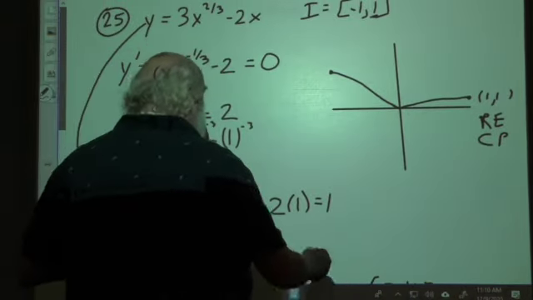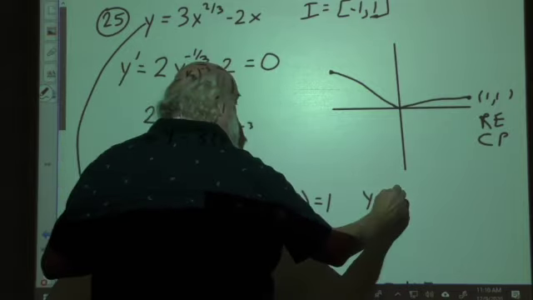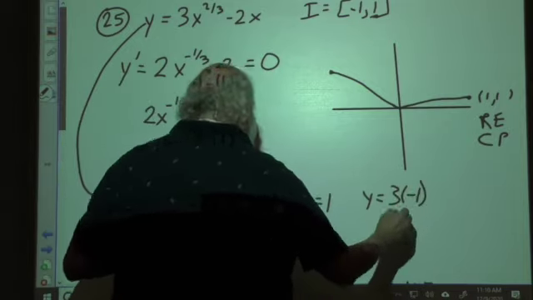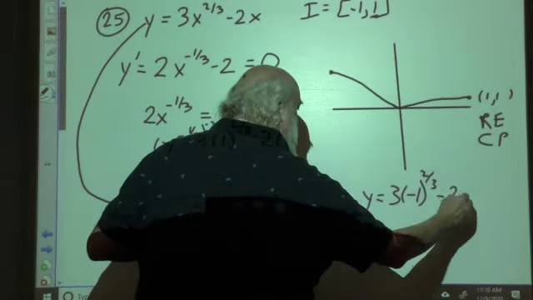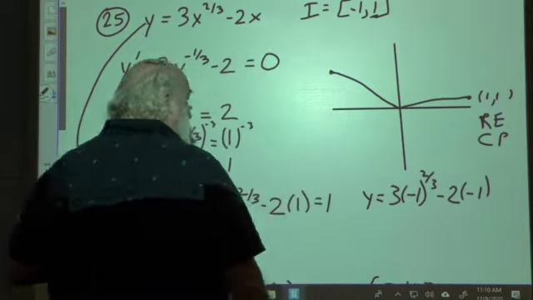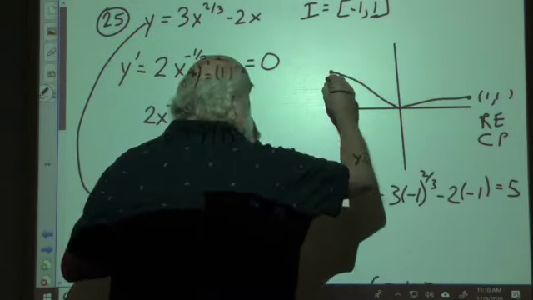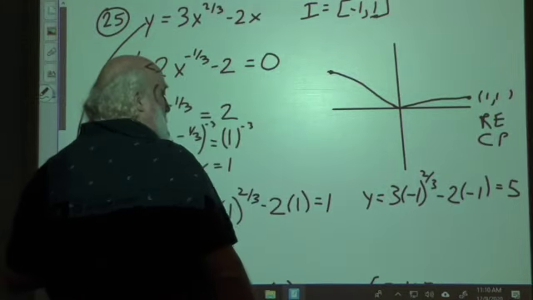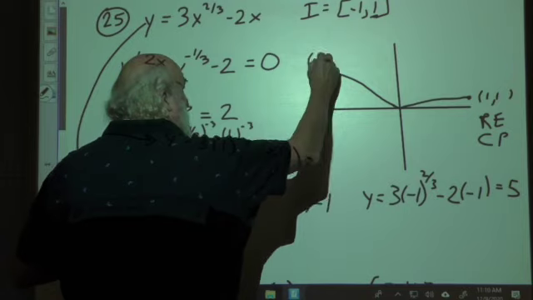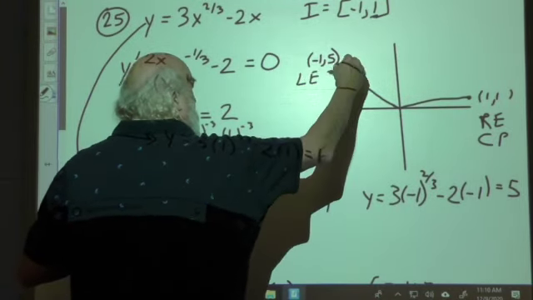Let's stop there. So y equals 3 times -1 to the 2/3 power minus 2 times -1. And when you plug that all in, you get a value of 5. So this right here is 5. So -1, 5. That is your left end, and that is your maximum.